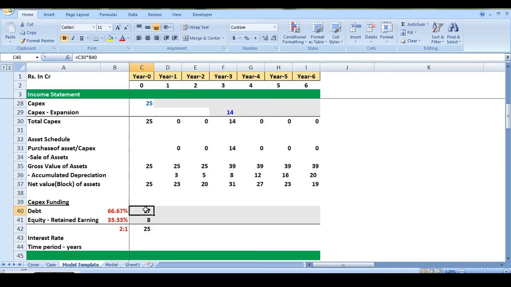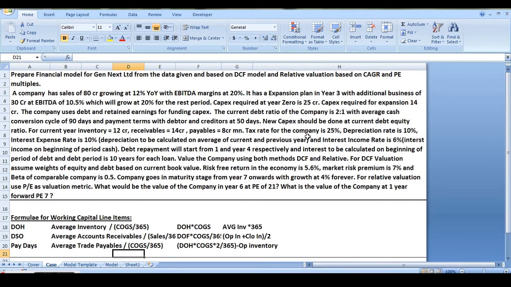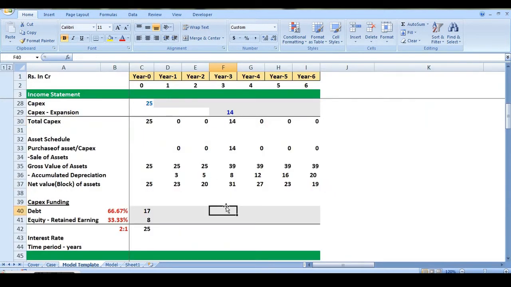Now there are no capex in year 1, 2, but there is a capex of 14 in year 3, and it has been said in the case that even for the new capex, the same debt equity ratio is to be applied. So we will calculate the debt and equity for it with the same ratio: total capex multiplied by debt proportion gives me debt value, and total capex multiplied by equity proportion gives me equity value, which makes the total as 14.